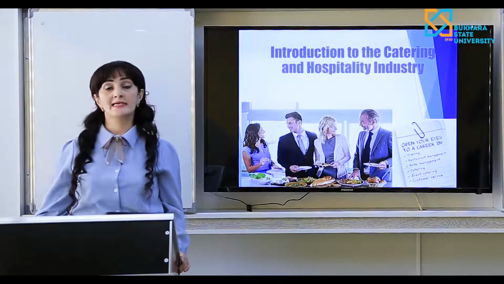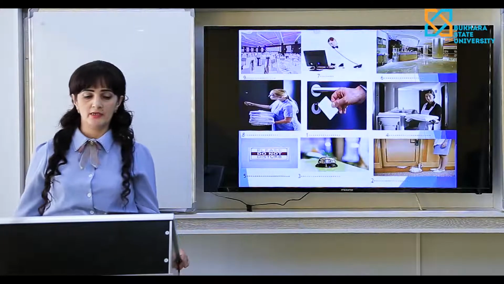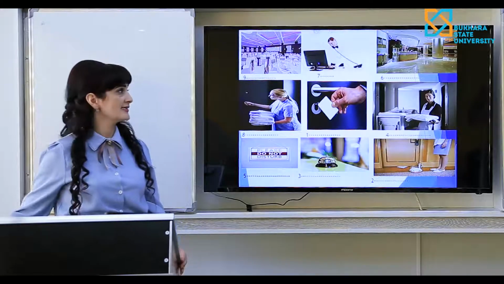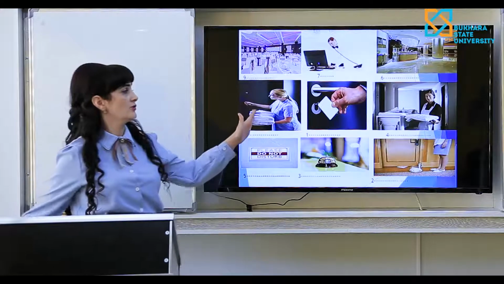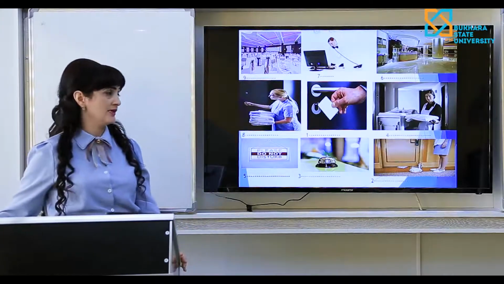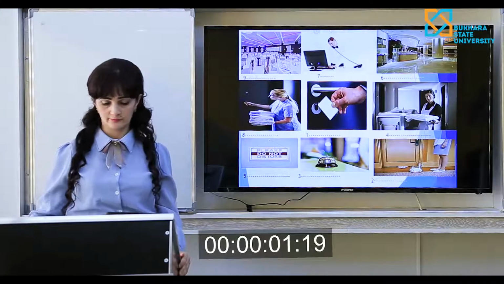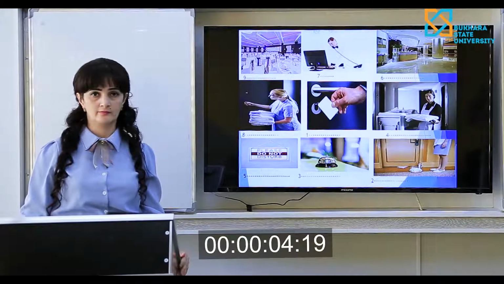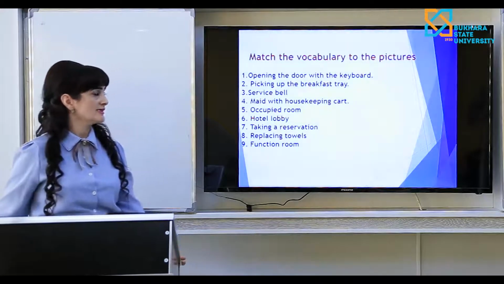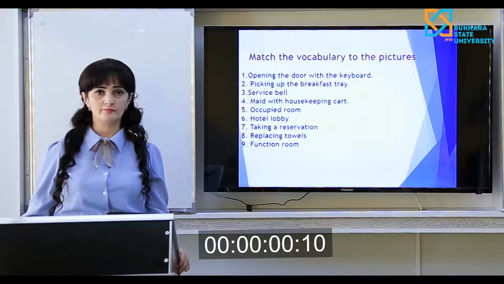So before explaining the topic, I want to give you this task. Look at this picture. Here are the names of the places. You should guess the name of the places and you should guess what some of these people are doing in this picture. Ready? Steady? Go! So here's the answer. You may check your knowledge, whether you were right or wrong.